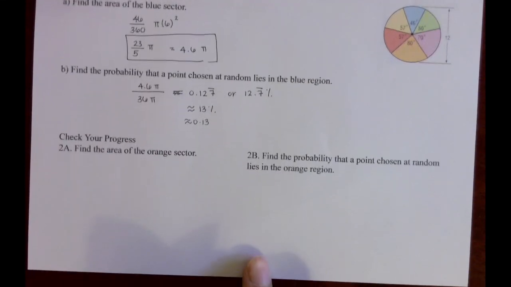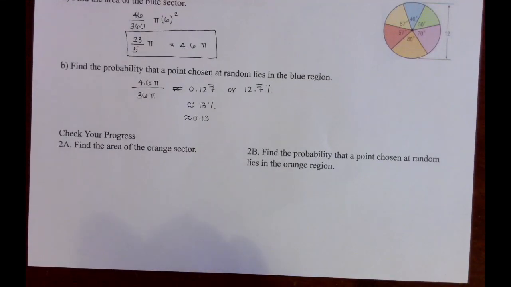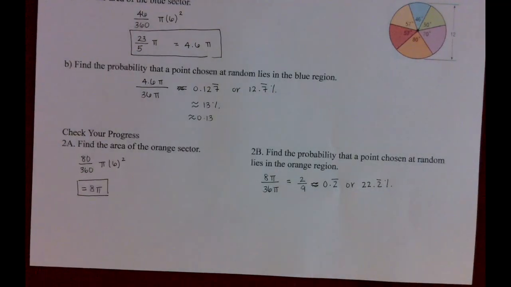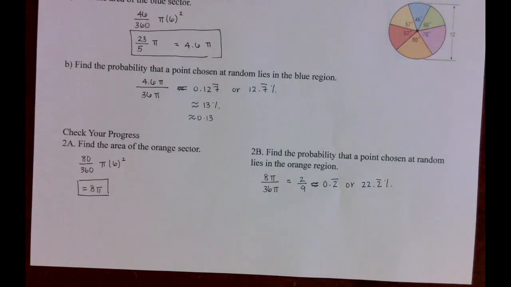So why don't you try CYP 2A and 2B, and then once you're done, come check the answer. For 2A you should have gotten 8 pi. For 2B you should have gotten 2/9, or as a decimal it's 0.2 with a bar repeating, or 22.2 with a bar repeating percent. If you got that right, you can move on to our last example. If not, here is your explanation.